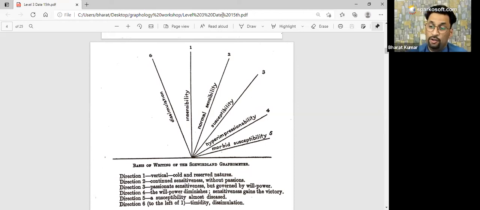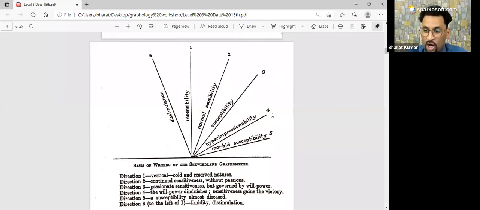If you have type 2 slant in any handwriting, this is normal sensibility, continued sensitivity without any passion. If you have a slant in the side of 3, in that case, they are highly susceptible in nature. Passionate sensitivity is observed here, but it is governed by willpower. If they lose their willpower due to some reason, their passionate susceptibility will decrease. If they are motivated by someone, then susceptibility will increase here. Similarly, slant number 4, it is hyper impressionability.